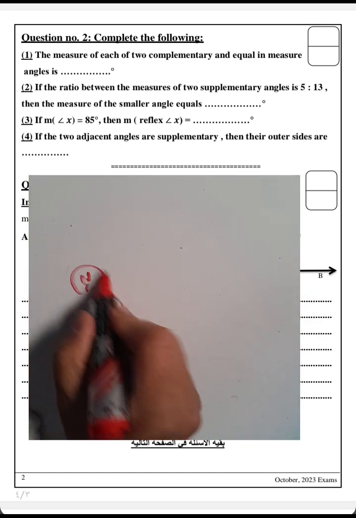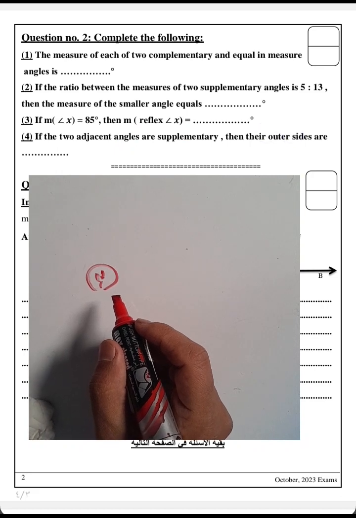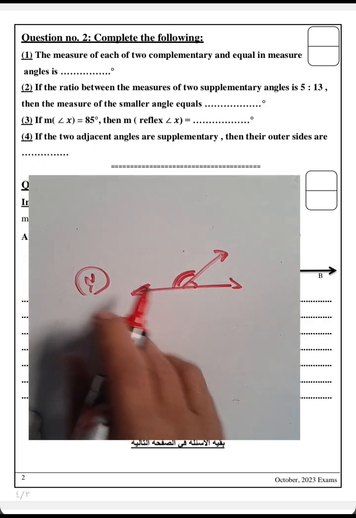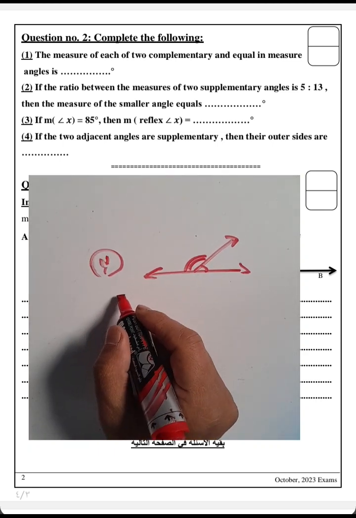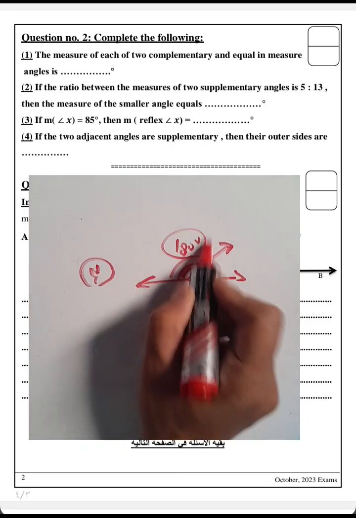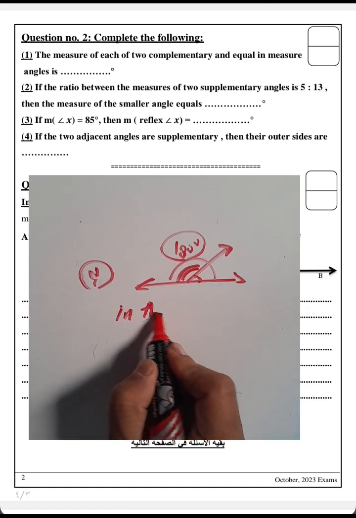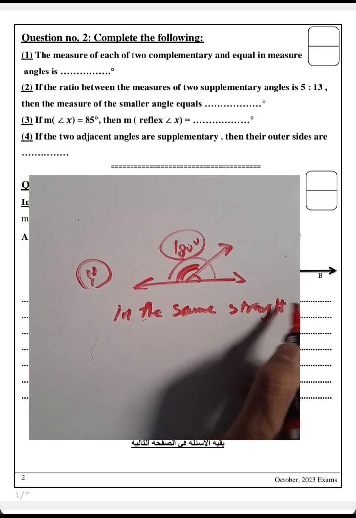Question number 4. If two adjacent angles are supplementary, then their outer sides are on the same straight line. The two adjacent angles are supplementary. Supplementary means the sum of them equals 180 degrees. Then their outer sides are on the same straight line.